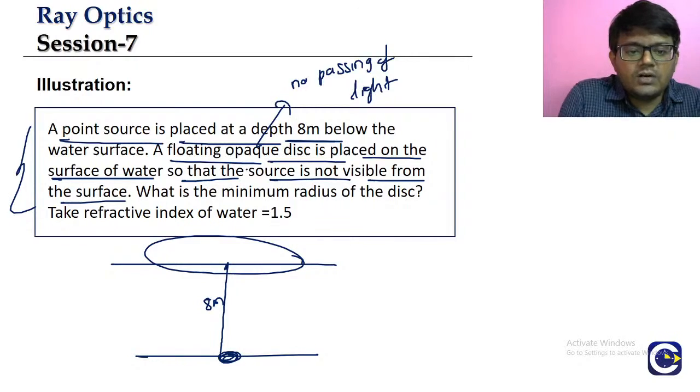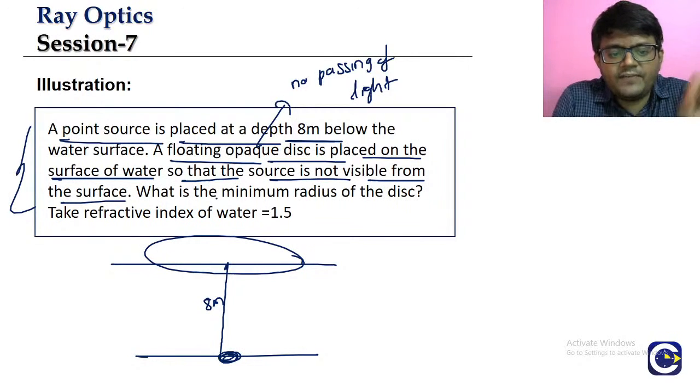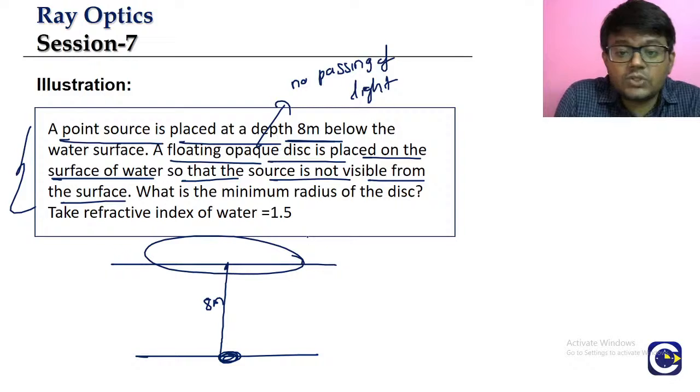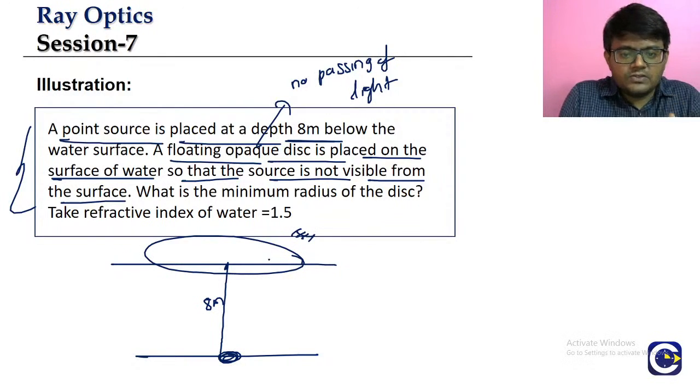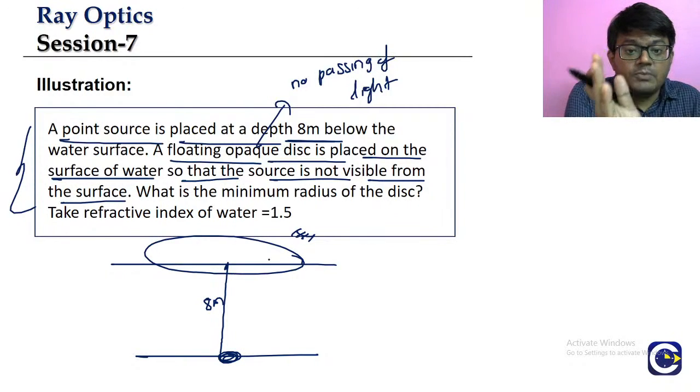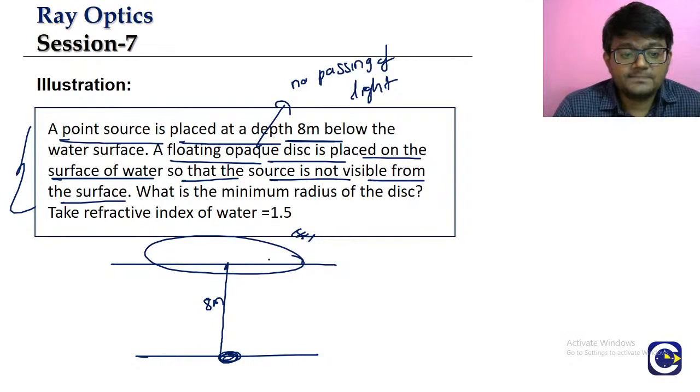Okay. So a floating opaque disk is placed on the surface of water so that the source is not visible from the surface. Means we are seeing from the surface, and the entire region through which light rays can come to medium 2 is being covered up by a floating opaque disk.